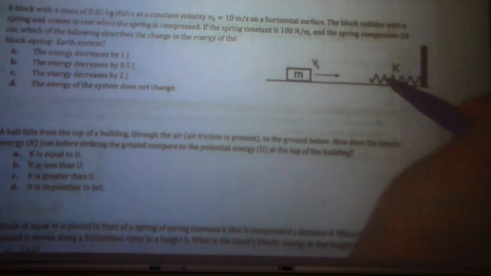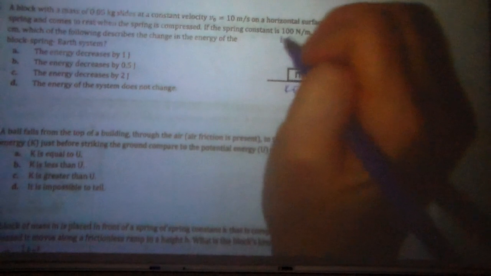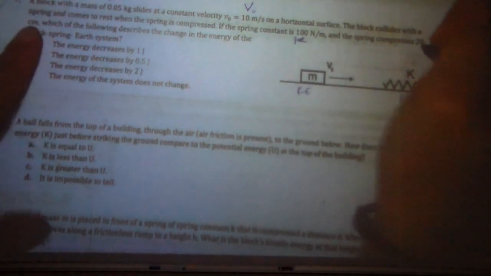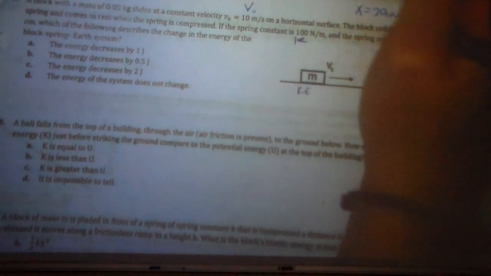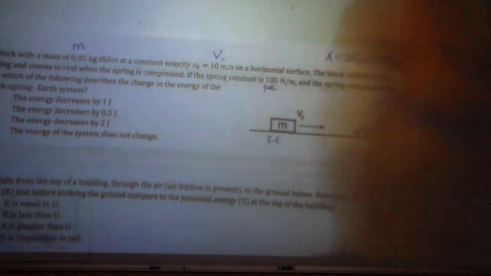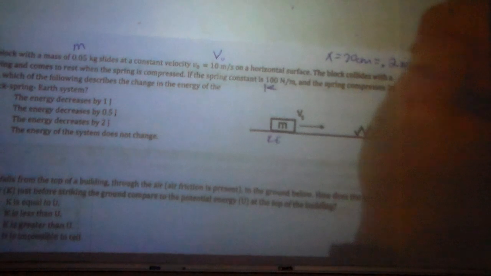Alright, we've got a mass of 0.05, velocity of 10 on a horizontal surface. It collides with the spring and comes to rest when the spring is compressed. So this is all kinetic, and it will be going to all potential once it stops. We've got the spring constant K. This is my mass. This is the initial velocity. It compresses 20 centimeters. We do not like centimeters in here, so your x is 20 centimeters, but we need to convert that into meters. So divide by 100, that's 0.2 meters.